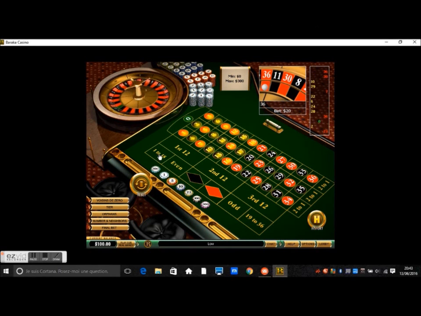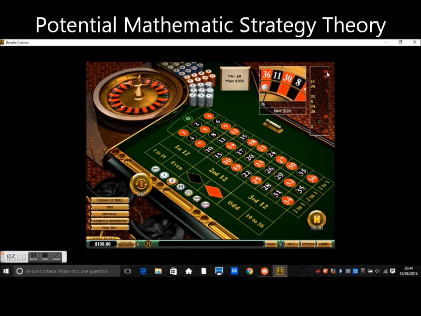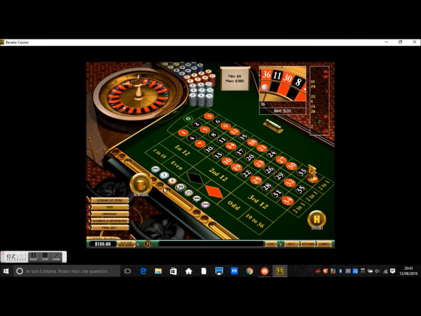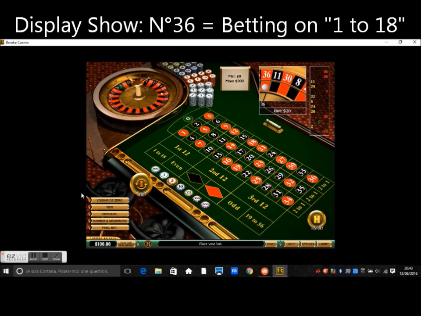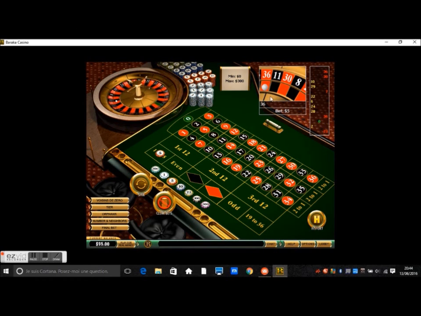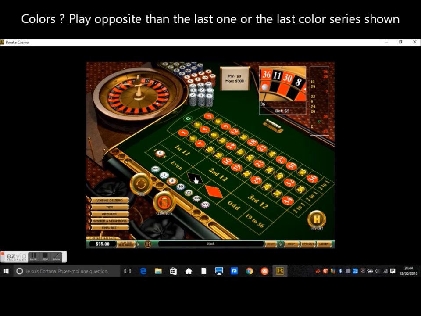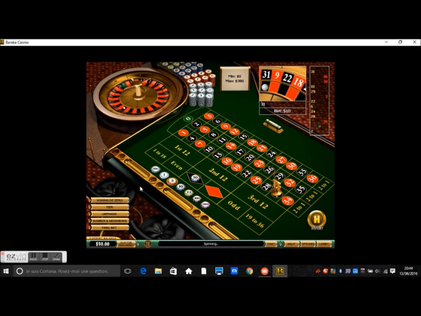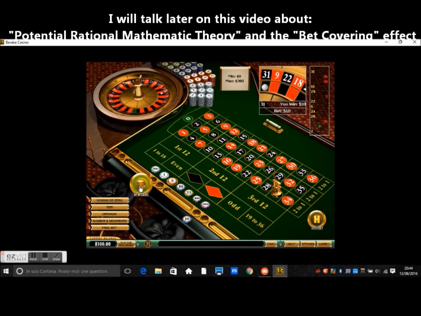For betting on the 1 to 18 or 19 to 36, I will look at the display showing the last spin number, and play on the opposite even betting. As an example here, the display shows the number 36. So I will not play the even betting on the 19 to 36, but on the 1 to 18. And for the colors, as two reds are shown on the last two spins, I will bet on the black. Let's spin. Here I am even, no win, no loss.